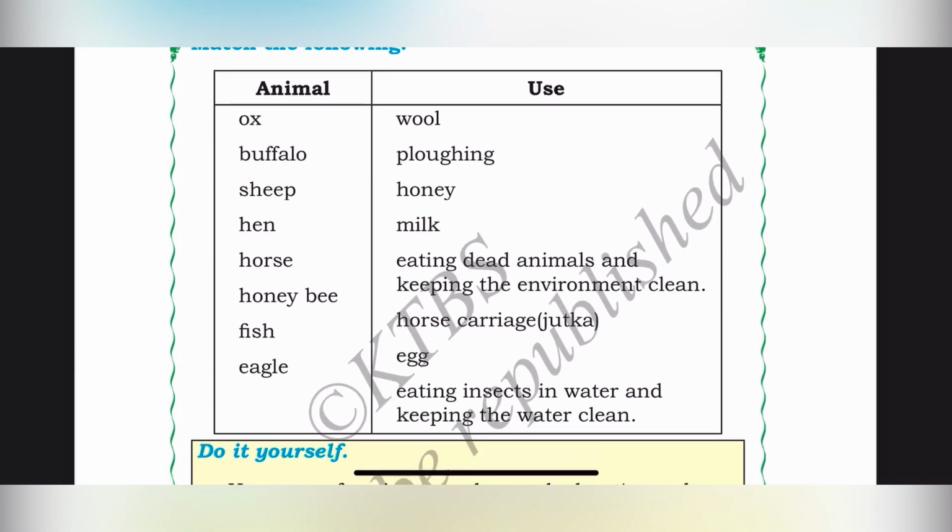So now let's see the different types of animals and their uses. Why is ox used? It is used for ploughing. Buffalo is used for milk. Sheep is used for wool. Hen is used for egg. Horse is used for horse carriage or jetka. Honeybee is used for honey. Fish is used for eating dead animals or insects in water and keeping the water clean. Eagle is used for eating dead animals and keeping the environment clean. Understood, children? Now let us move on to the next section.